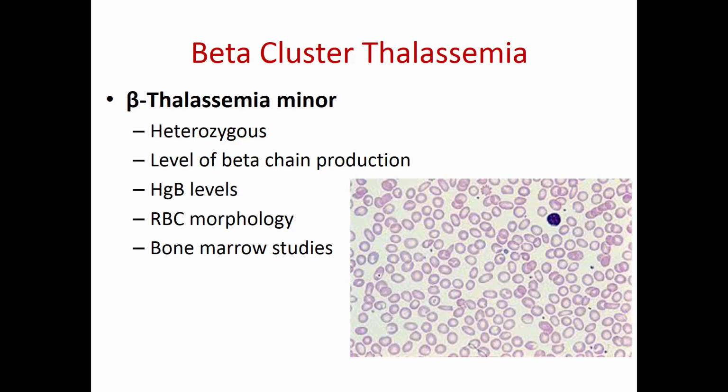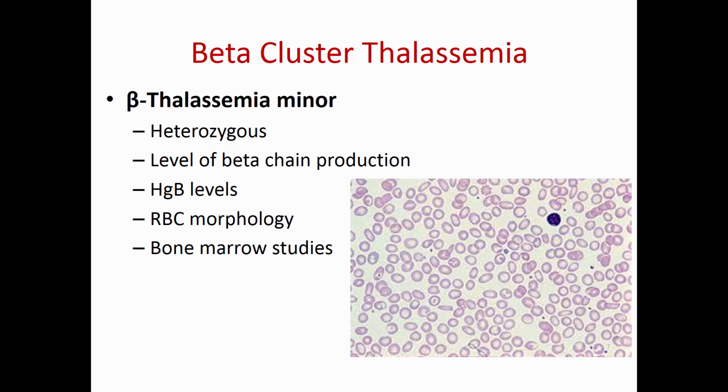Thalassemia minor, again, minimal symptoms, characterized by microcytic, not too bad. I would say an MCV of 75, around that number. Characterized by hypochromic, okay? You may also be able to see a few target cells, not too many of them. Target cells are going to increase tremendously when you move to thalassemia major.